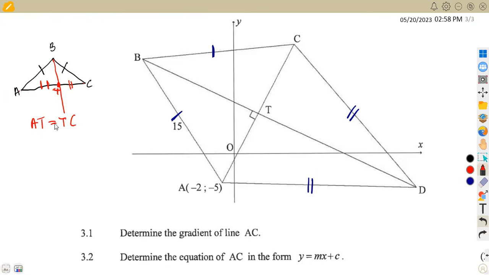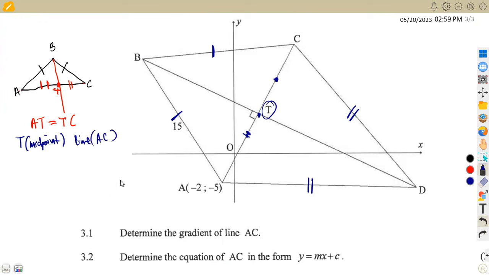So what does it mean if these two are equal? It means T is the midpoint. So this point T that we see, because here we've got the same distance from this point to T, and from T to C, we've got the same distance. So it means literally this point T is the midpoint. So T is representing the midpoint. The midpoint of what? The midpoint of line AC. So this is the midpoint of line AC.